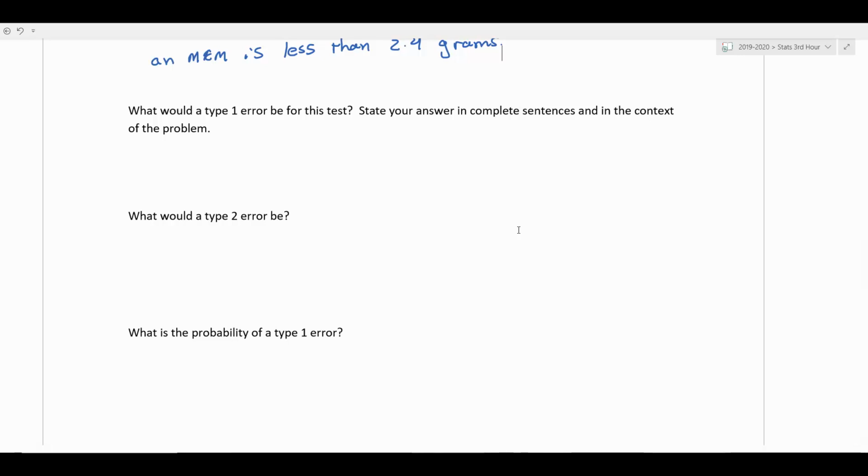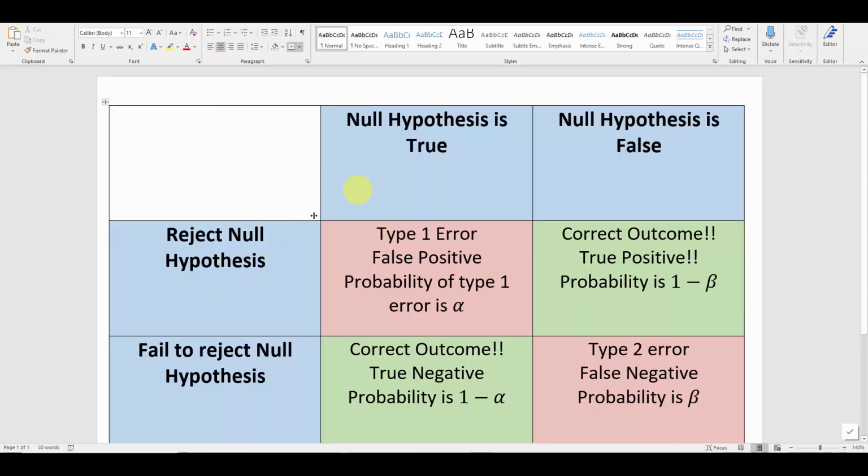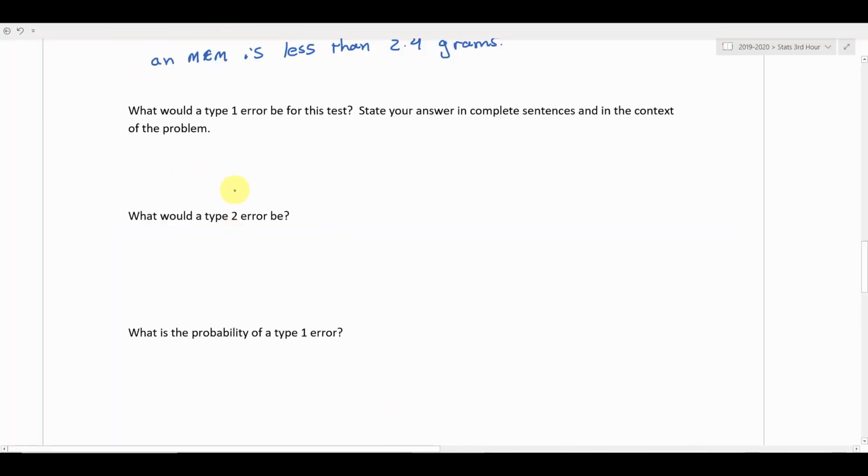So we're looking at our type 1 and type 2 chart that I provided for you last week. So remember, type 1 occurs when we reject the null when the null is true. All right, so in context of this problem, a type 1 error would occur if we rejected, right? We reject that the mean is 2.4 when it is. Okay, that would be what a type 1 error is in a very simple statement.